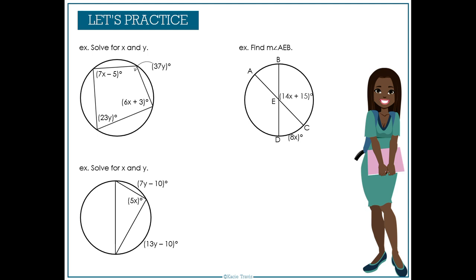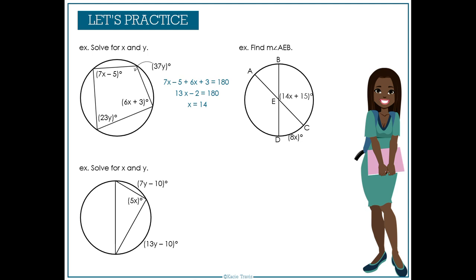In a cyclic quadrilateral, the opposite angles are supplementary. So, our 7x minus 5 and our 6x plus 3, those are both supplementary. Likewise, the other two angles, 23y and the 37y, are also supplementary. So let's solve these both. I continue to combine my like terms from this equation. I have to move on and add the 2 and then divide by the 13. That gets me this 14.